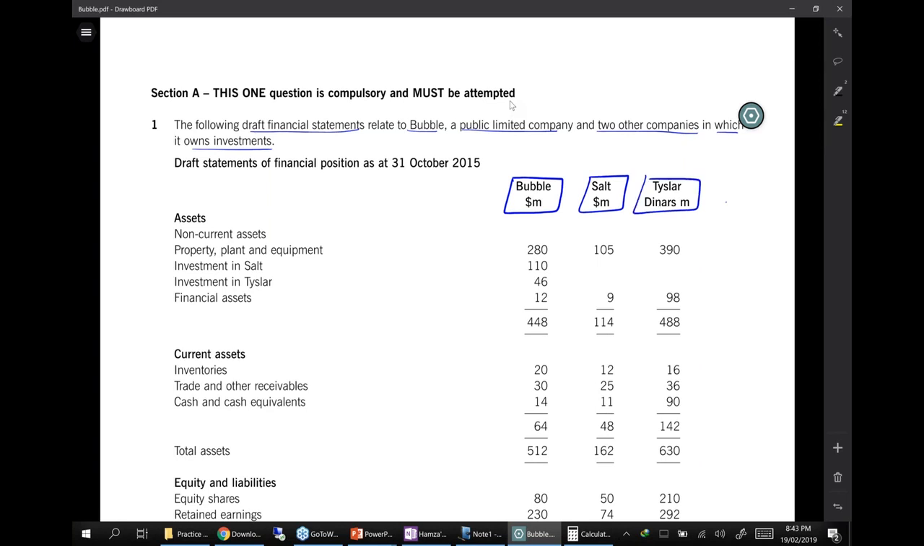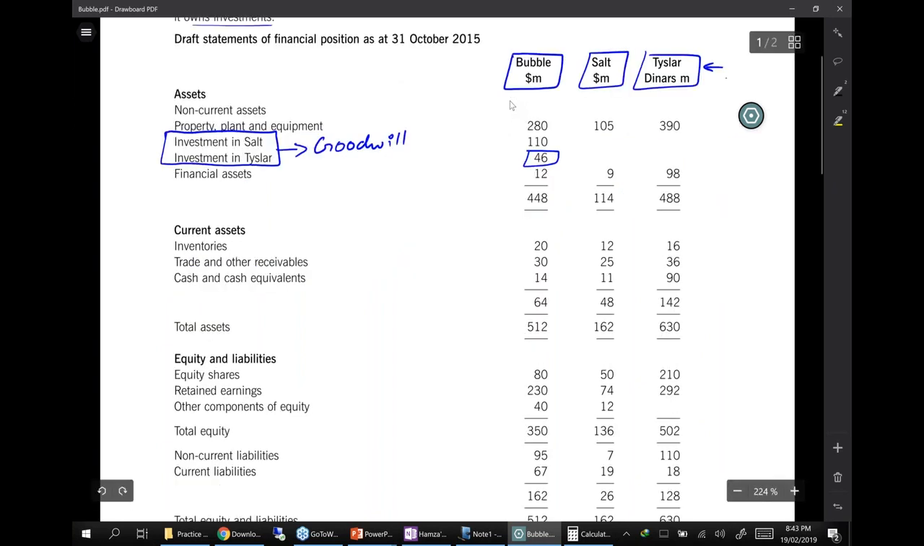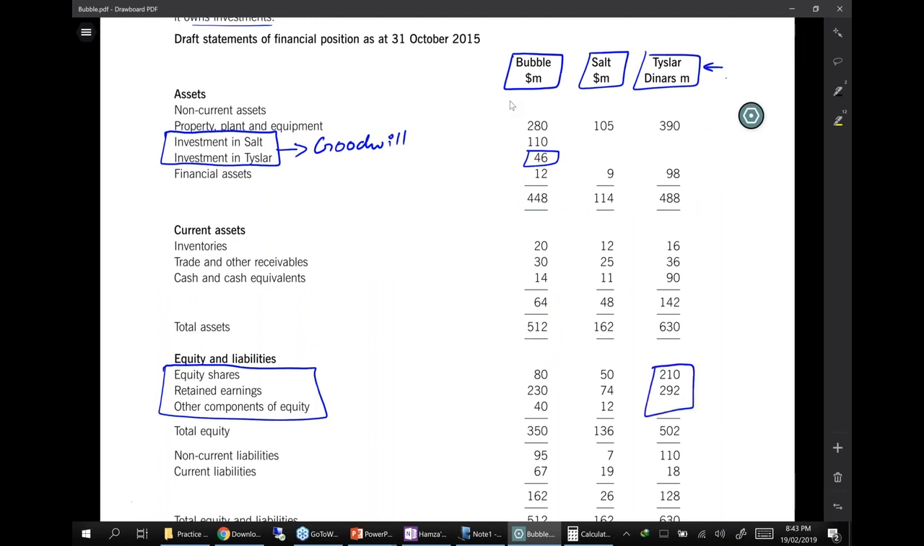Now again, the investments in both of the subsidiaries have been given, which we are actually going to convert into the goodwill. And we're going to use the investment of 46 to calculate the value for the foreign subsidiary. When we are preparing working number 1, we are going to use these three values: the retained earnings, the other components of equity, and the equity shares. If you note, we never have other components of equity in the case of a foreign subsidiary because that will become way too difficult for the students to solve. So let's solve this question.